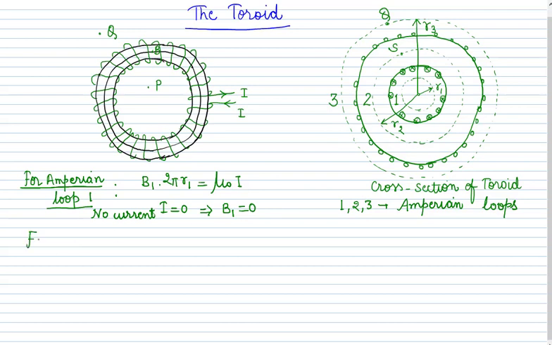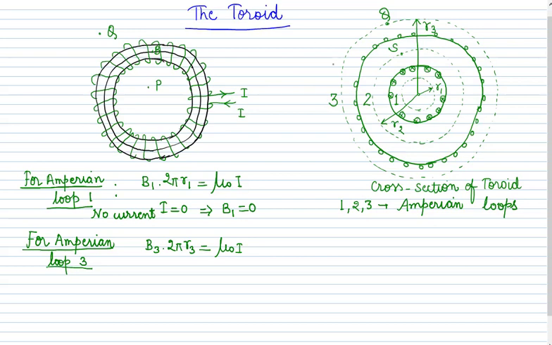For Amperian loop 3, B3 into 2 pi R3 is equal to mu naught I. If you see the cross section in the exterior, the current coming out of the plane of the paper is cancelled by the current going down into the plane of the paper. So these two cancel each other because they are in the opposite direction.